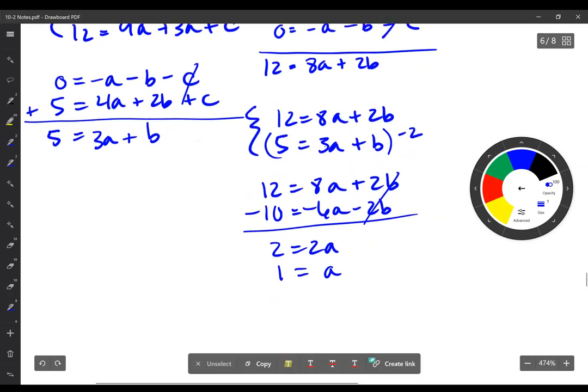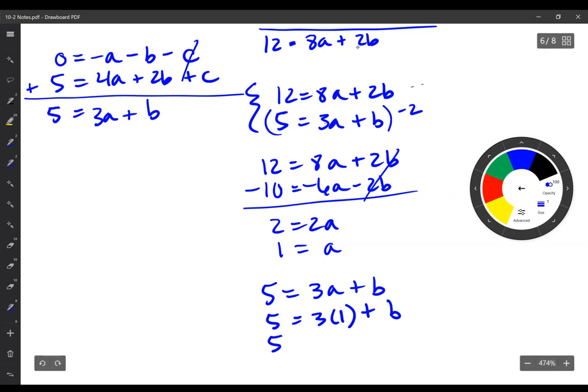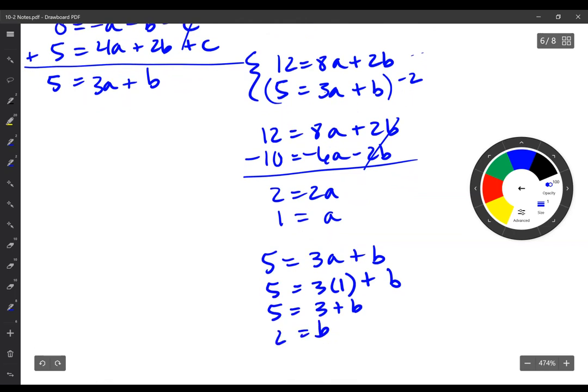So now I'm going to go back and use my 5 equals 3a plus b. And now I'm going to solve for b. So 5 equals 3 times 1 plus b. I could use any equation involving just a and b. I could use the one with the 12. I could use the one with the 3. I could use the one I multiplied. This is the easiest one, I think. So 5 equals 3 plus b, or 2 is equal to b.